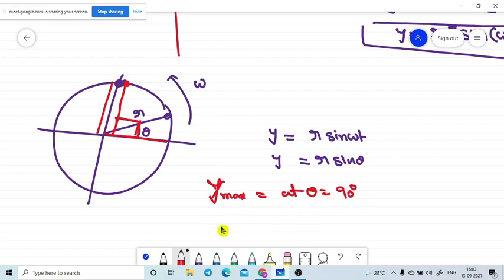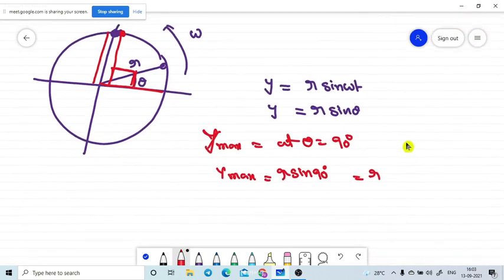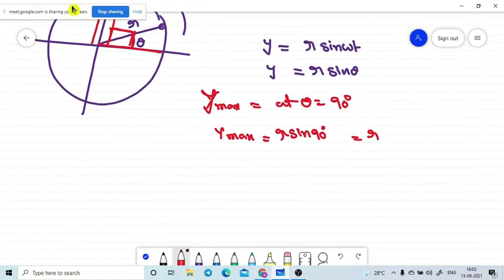What is that maximum displacement value? Put theta is equal to 90 degrees in this one. So r sin 90 degrees is equal to r only. That means the maximum displacement of the particle, where the particle is moving in the circumference of the circle, y maximum is equal to r.